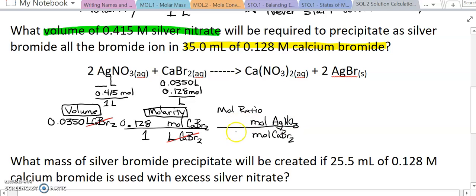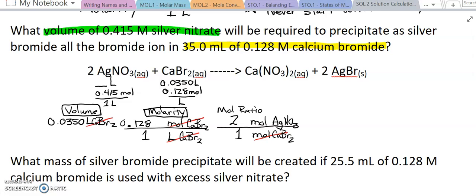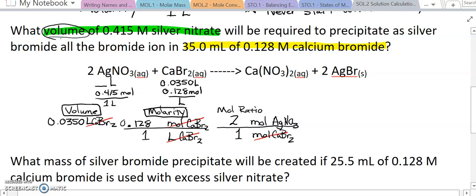So there's no number in front of my calcium bromide, but there's a 2 in front of my silver nitrate. That's going to get rid of calcium bromide for good, and now I'm left with moles of silver nitrate. I could, in theory, go to grams from here, but this problem wants me to find the volume, and it gives me a new molarity.